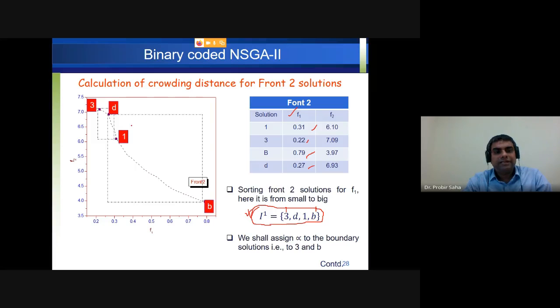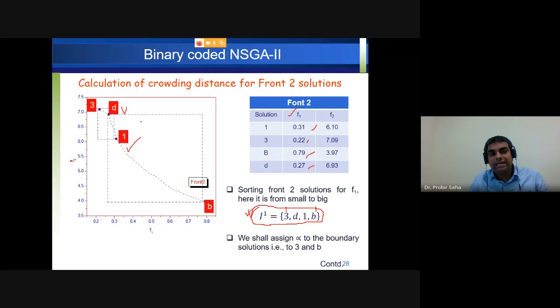Then for the rest, D and 1, I have to find out the crowding distance. The extreme solutions have been assigned an infinite crowding distance, so they will be selected by guarantee. But D and 1, which one should I choose? Why? As I said, I have combined 12 solutions, 6 parent solutions and 6 offspring solutions, but out of 12, again I have to take only 6.